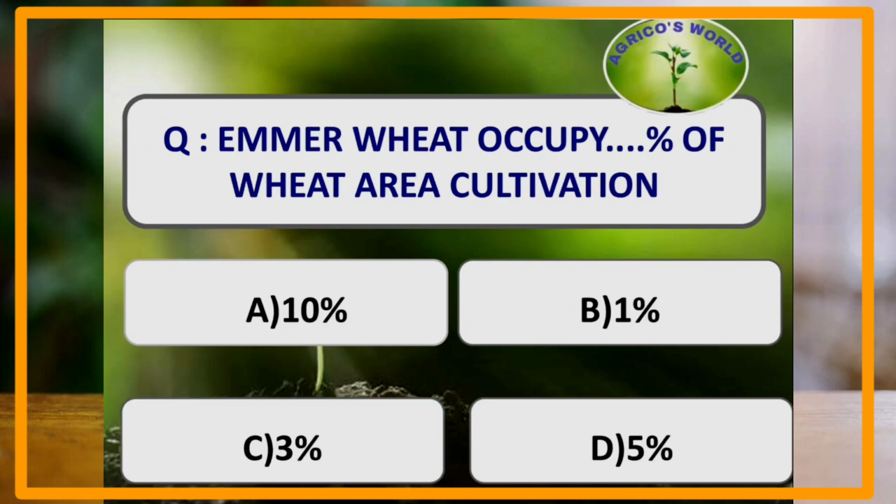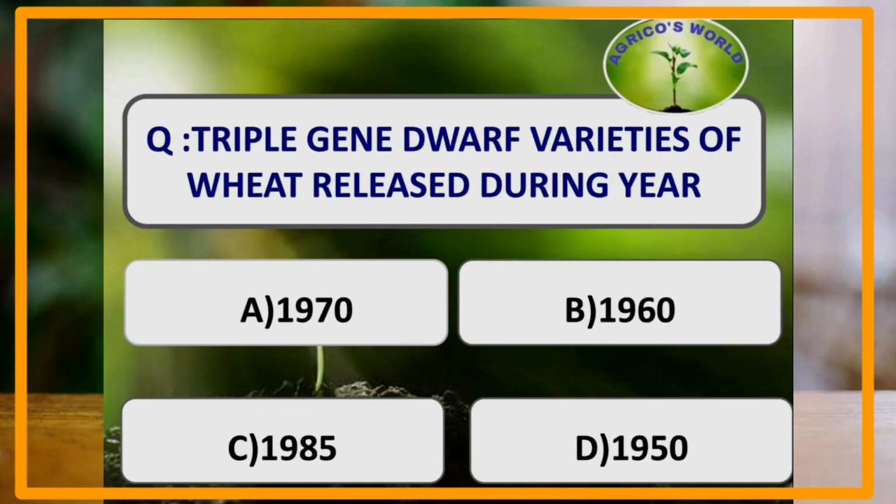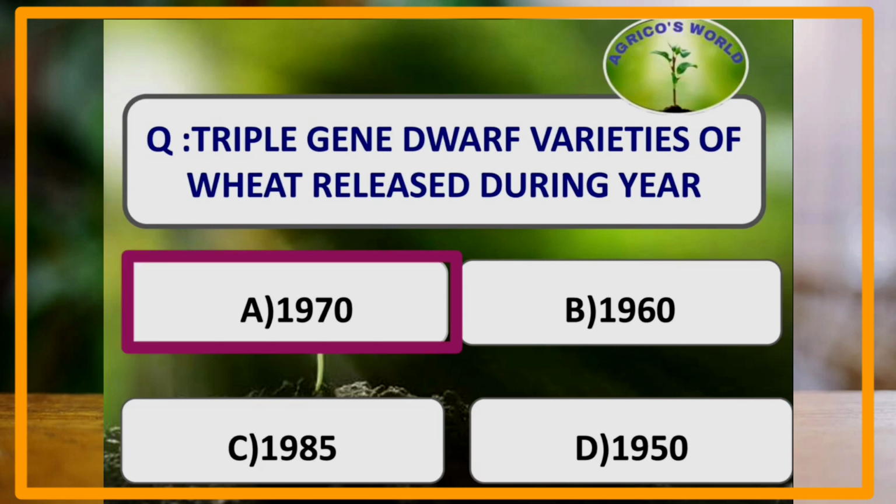Emmer wheat occupies how much percentage of wheat cultivation area? Emmer wheat, that is Triticum dicoccum, which is tetraploid, occupies the least area under wheat cultivation, which is only 1%, whereas the common bread wheat, that is Triticum aestivum, occupies 87% and Triticum durum occupies 12% of the wheat area production. Triple gene dwarf varieties of wheat were released in which year? Hira, Moti and Lal Bahadur are the triple gene dwarf varieties, and these varieties were released in the year 1970.